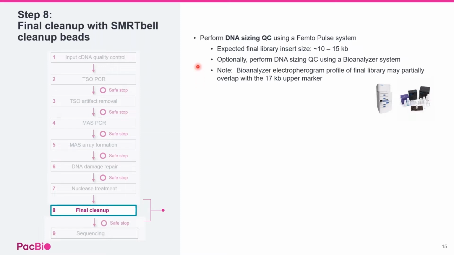If the users don't have access to a Femto Pulse system, they can perform DNA sizing QC using a Bioanalyzer system. But please note that for Bioanalyzer, the electropherogram profile of the final library may partially overlap with the 17 kb upper marker.